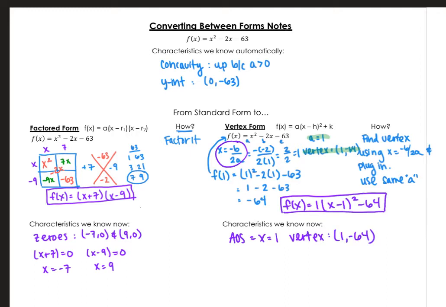So now that we've converted it to the two other forms, factored form here and vertex form here, we're able to get all the other characteristics of our parabola.